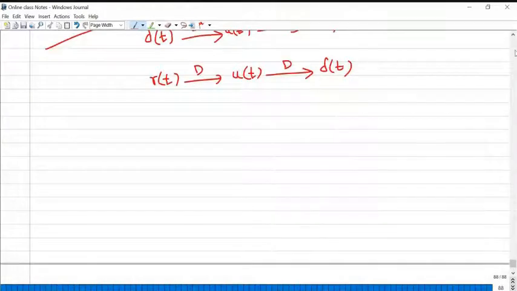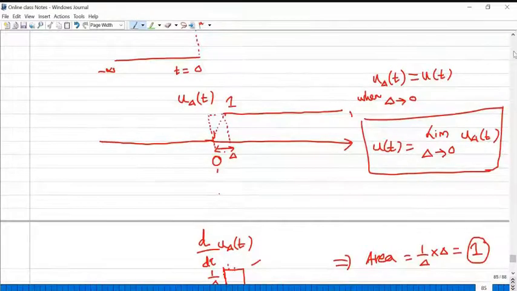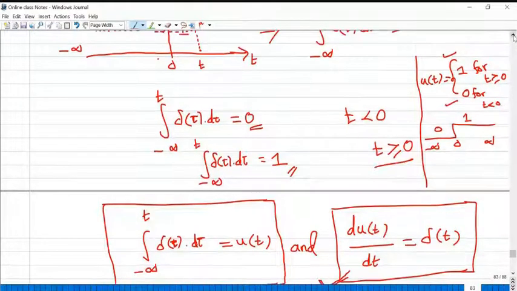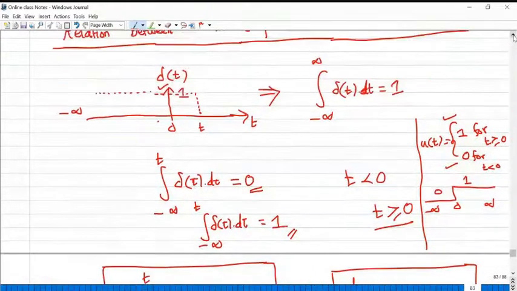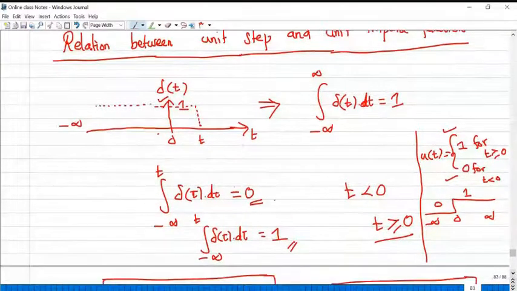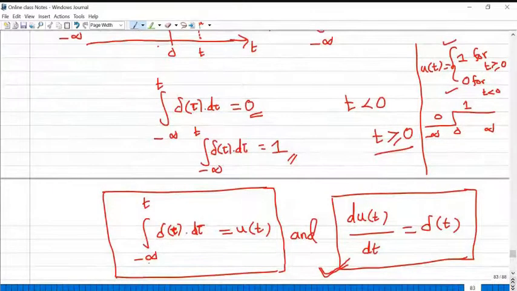So in the previous class, we derived the relationship between the unit step and unit impulse signals. Particularly in the continuous case, it's very important from an exam point of view. From the relationship, we can write the integration from minus infinity to t of del of tau d tau equal to u of t.